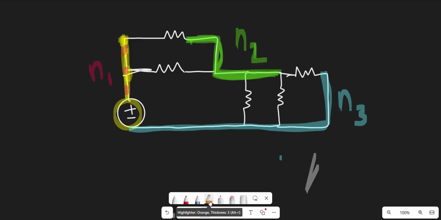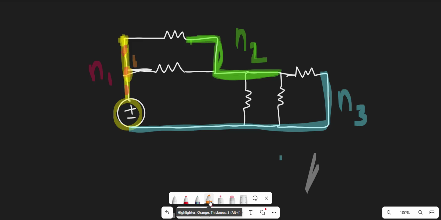A loop is basically just a closed path in a circuit. Let's say you start at one node and then travel through the connected elements, returning to the original node without retracing any component. Then basically you've just formed a loop. Here's what I mean. Let's draw the path of the loop. Let's say I start at this point here.